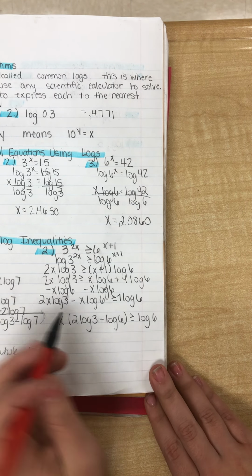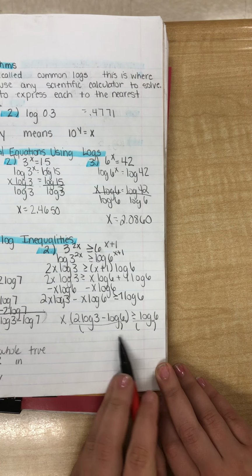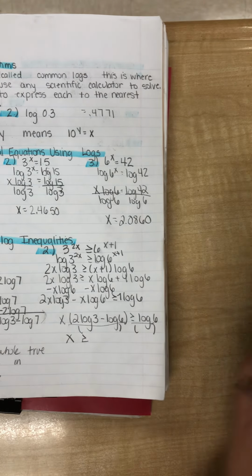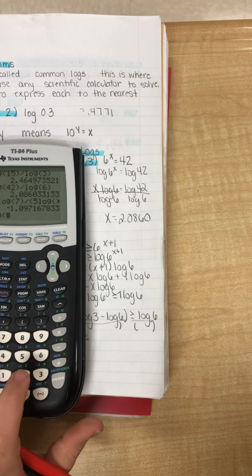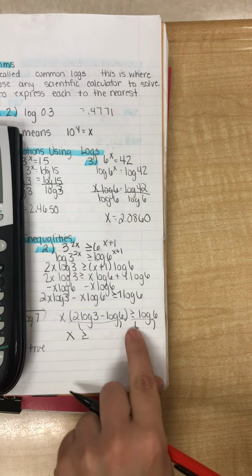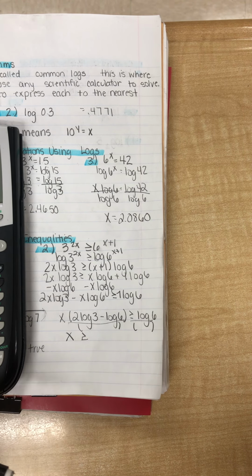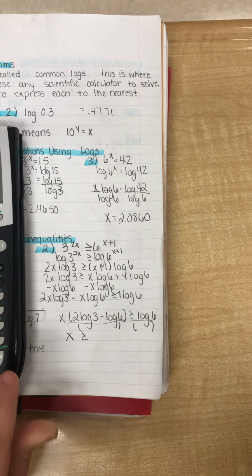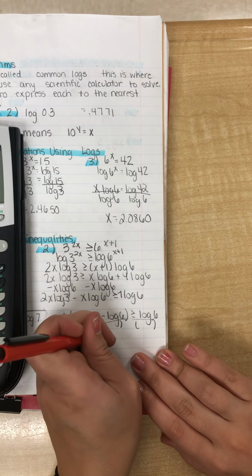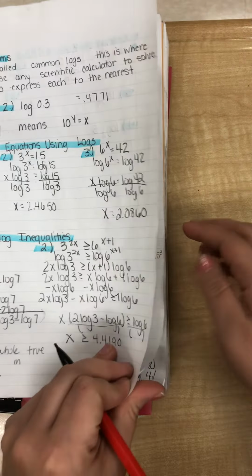And then divide both sides by the thing that's in the parentheses. I almost never write it because it's always too much. So then I write x is greater than or equal to, and then I type that in. So then log 6 divided by, again, parentheses first because I'm going to divide by all that. 2 log 3, close it, minus log 6, close it, and the whole thing. And then I get x is greater than or equal to 4.4190. Okay? There's one more thing.